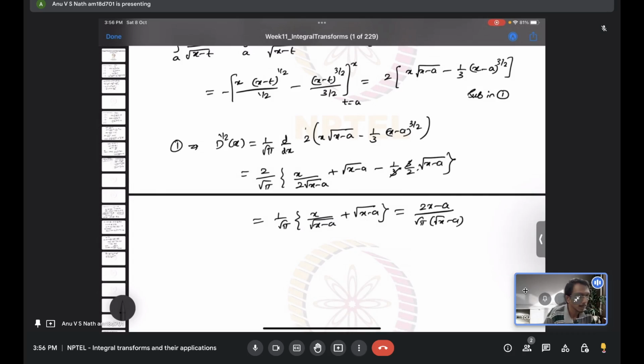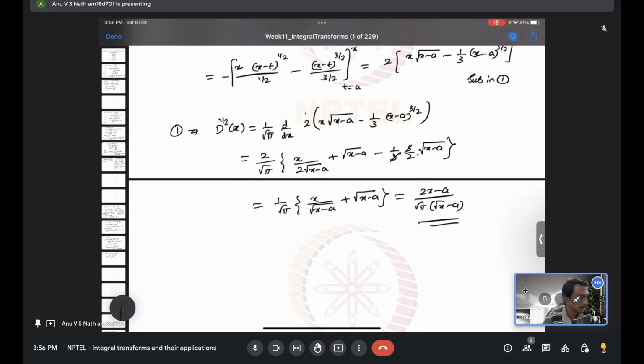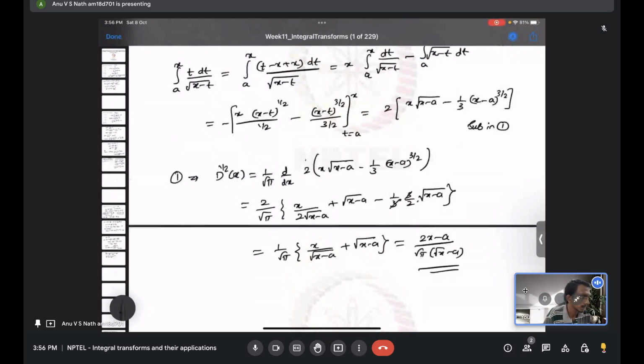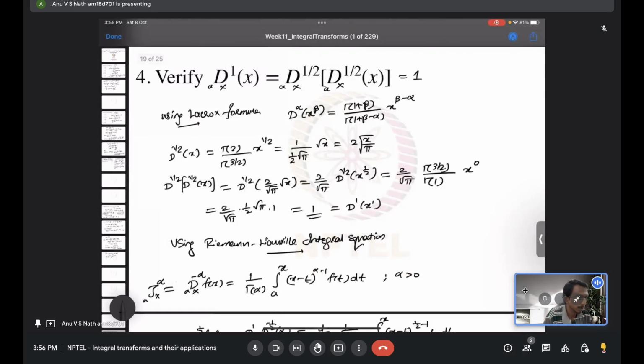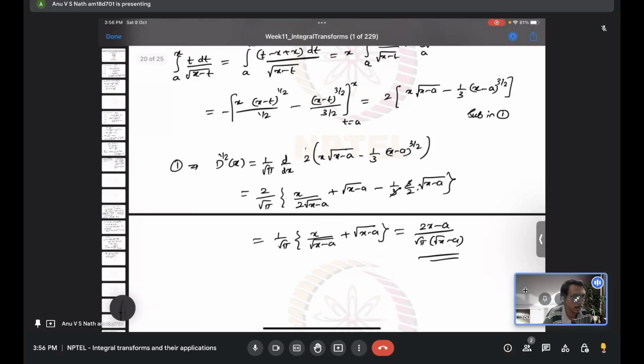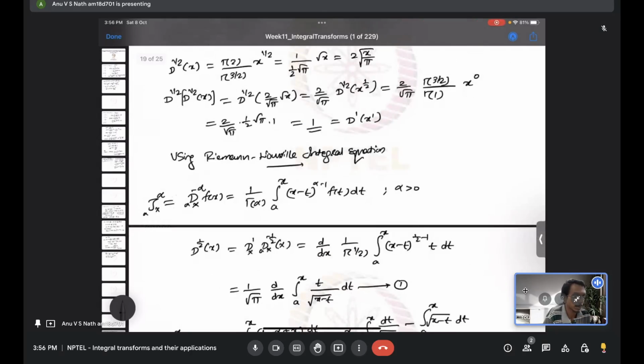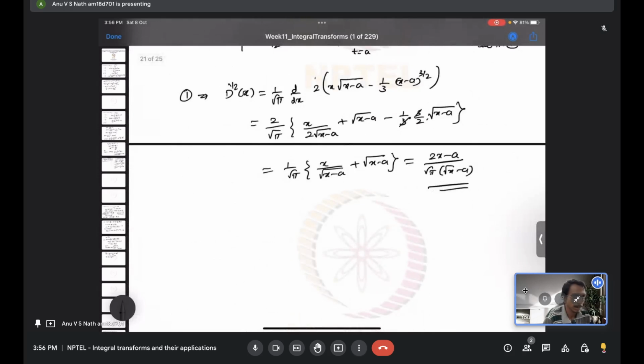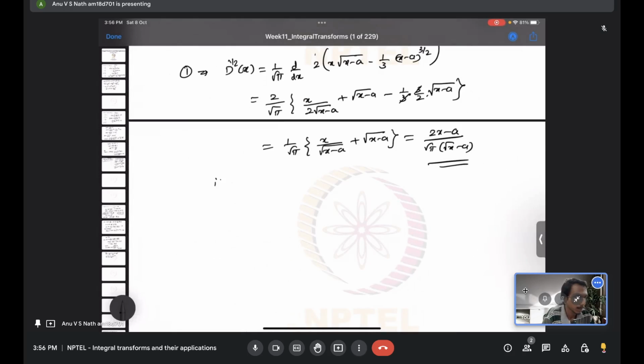So this is basically d raised to half of x, the first part we completed. But you can see this is actually different from what we got earlier, d raised to half of x, which is 2 root of x by pi. It's actually not that different, just that we have used a general definition of the Riemann-Leibniz integral expression, which is integrated from a to x. Instead we have used the special case, like the Laplace case, where if a was 0, then d raised to half of x, you will see it is 2x minus 0 by root pi root x, which is just 2 root x by root pi.